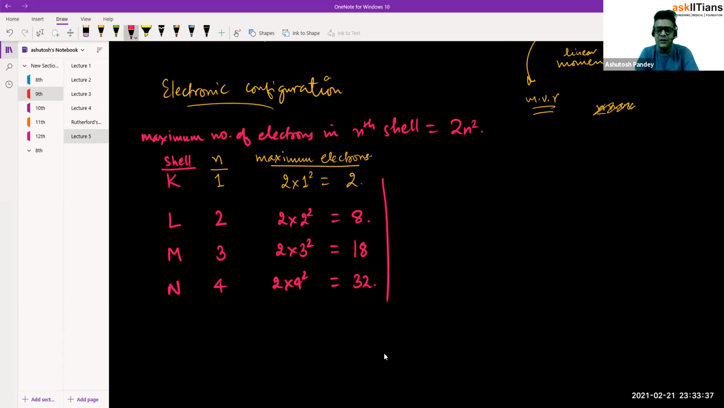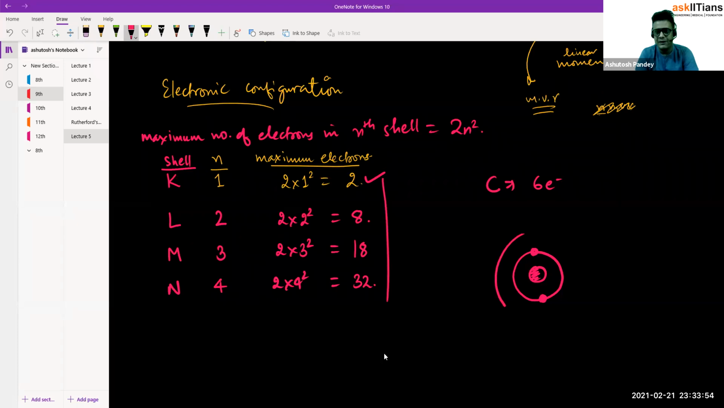Now after this, let's say we have an atom, like the carbon atom. For the carbon atom we'll have 6 electrons. So we'll have a nucleus, and then in the first shell how many electrons will we have? 2 electrons, because in the first shell we can have only a maximum of 2 electrons.